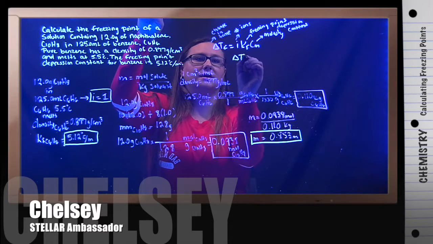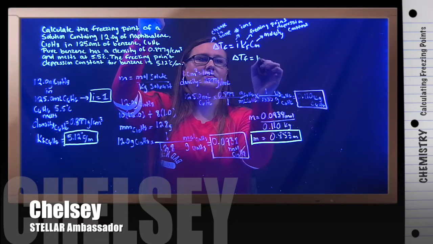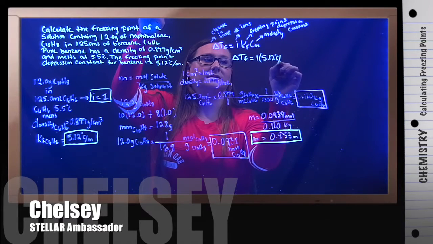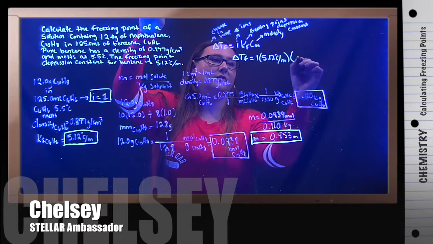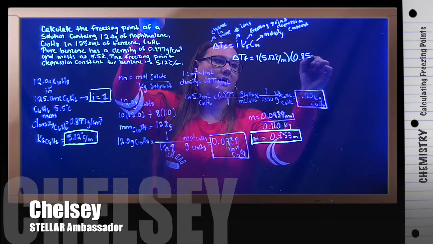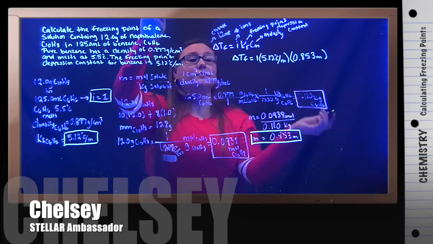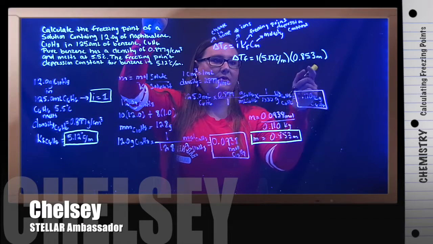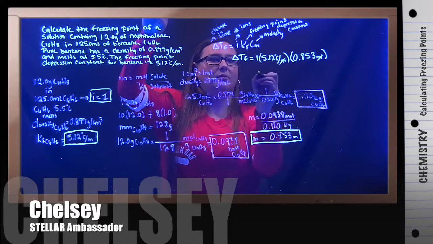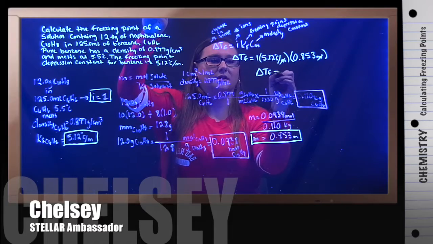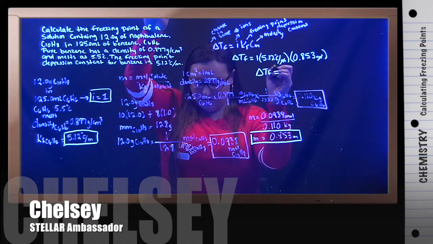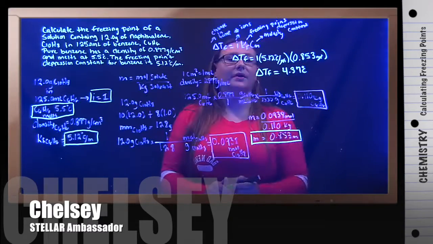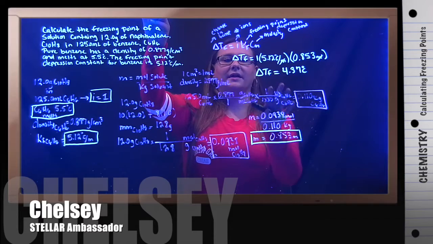So our change in temp is equal to our i, which is 1, times our Kf, which is 5.12 Celsius per molality. And we have our molality, which is 0.853 molality. You do this multiplication, 1 times 5.12 times 0.853. Our molality will cancel out, and we'll be left with our change in temperature is equal to 4.37 Celsius.